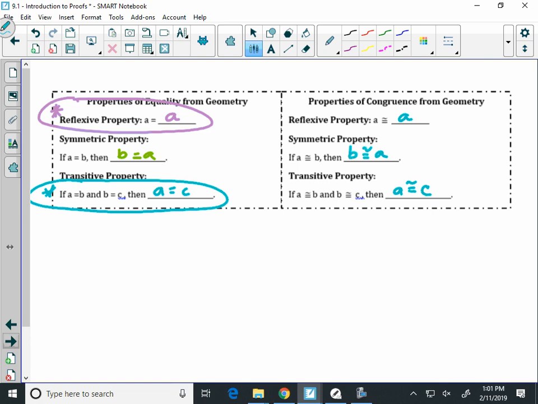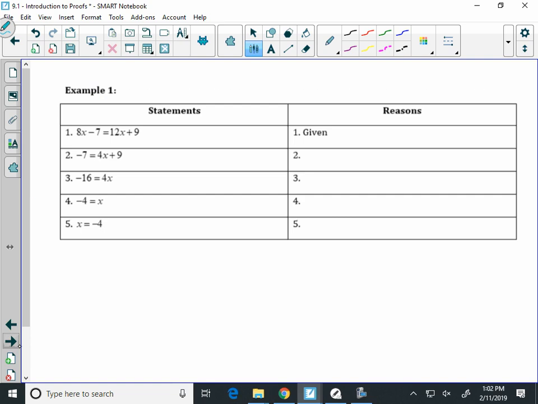Questions on that? So these are just some basic properties that we're going to use throughout this. So now what we're going to do is just look at some algebraic proofs. Again, this is something I'm not testing you on. You're not going to have a quiz over it. You're not going to do it on your OST. But it's just something to help you get the flow of a proof down.